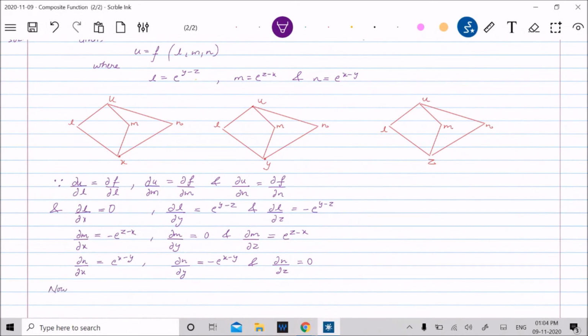Del U by del X. Yeah, del U by del X using the first picture. Actually, we have 3 ways. One is this way, and when you use this way, then you will be finding del U by del L times del L by del X, right?